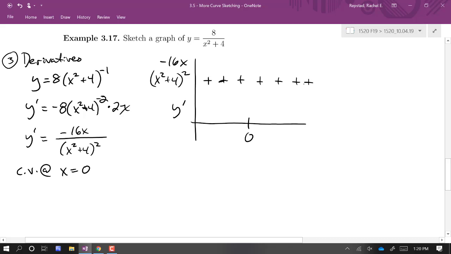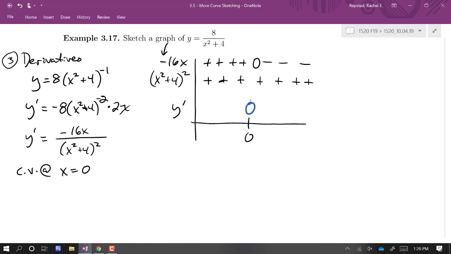That top row is 0 at 0. And then be careful with this sign. It's a negative 16x, so it's actually positive on the left, negative on the right. And then this is 0 when x is 0. We've already observed that. But I just want to point out something here.